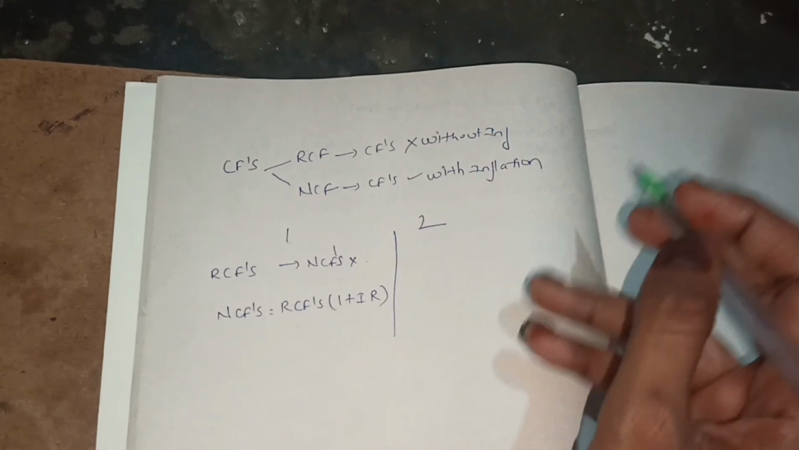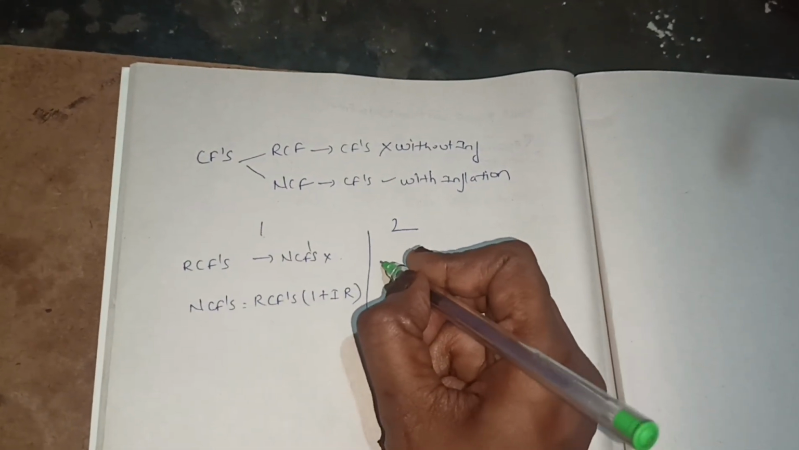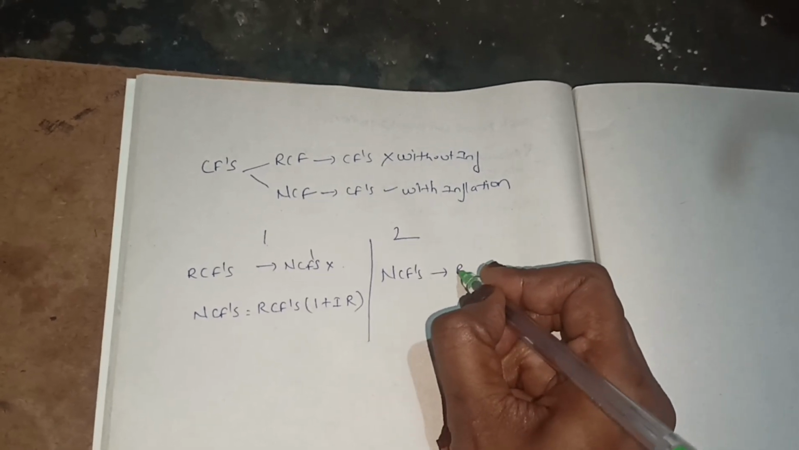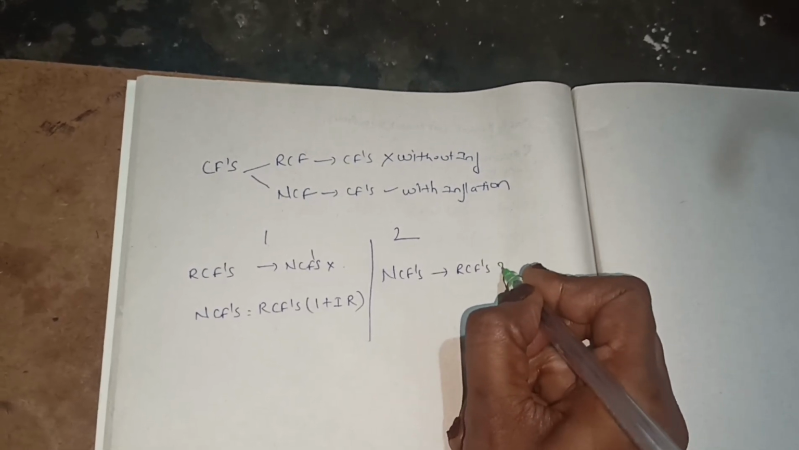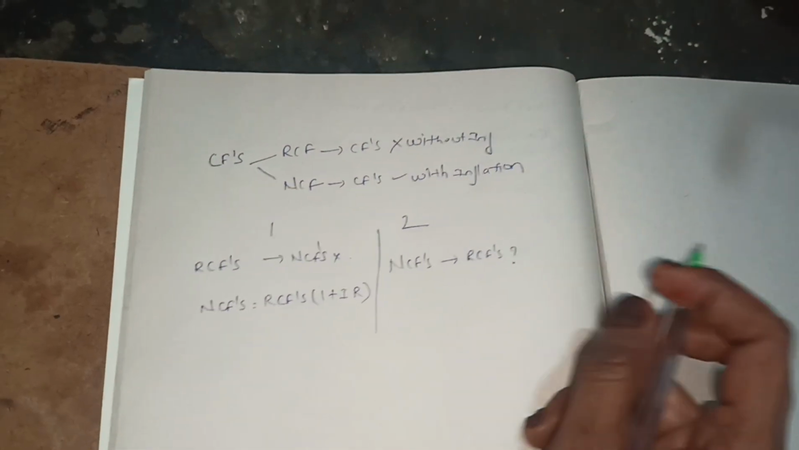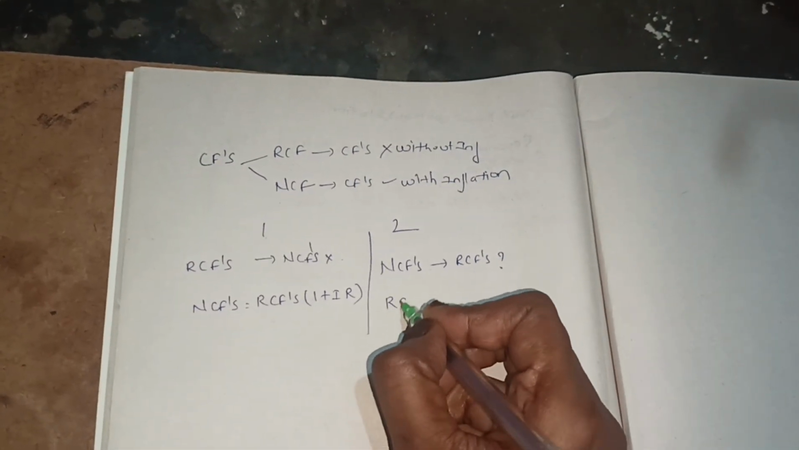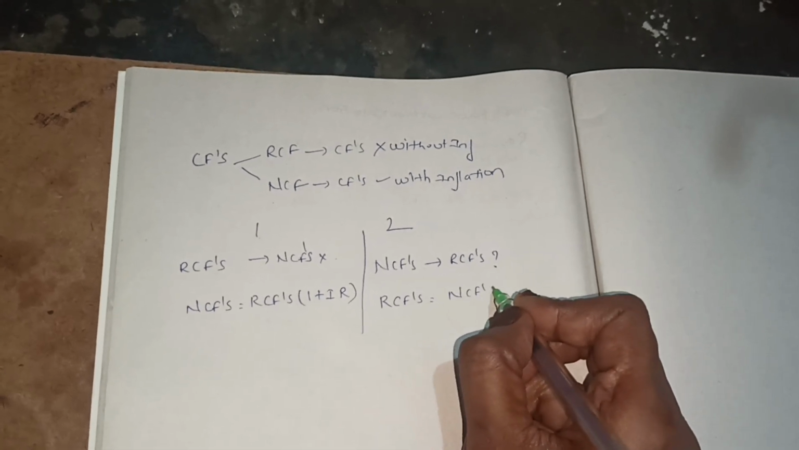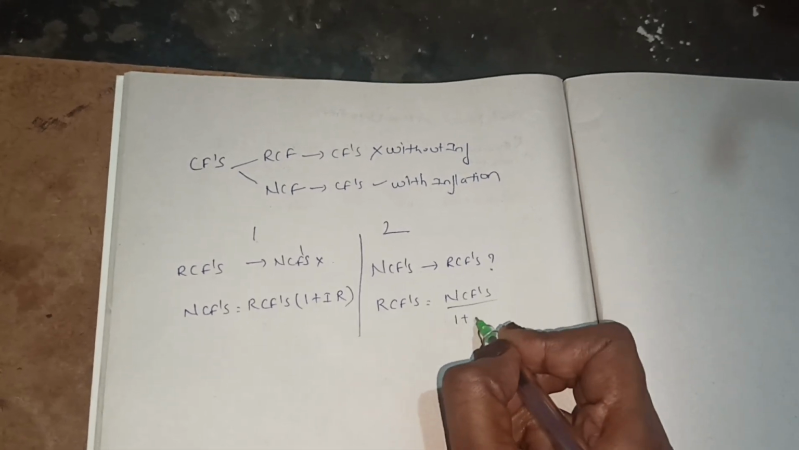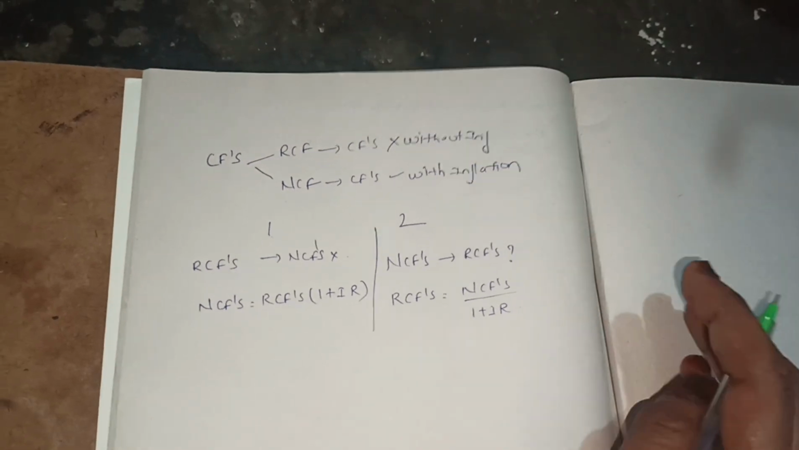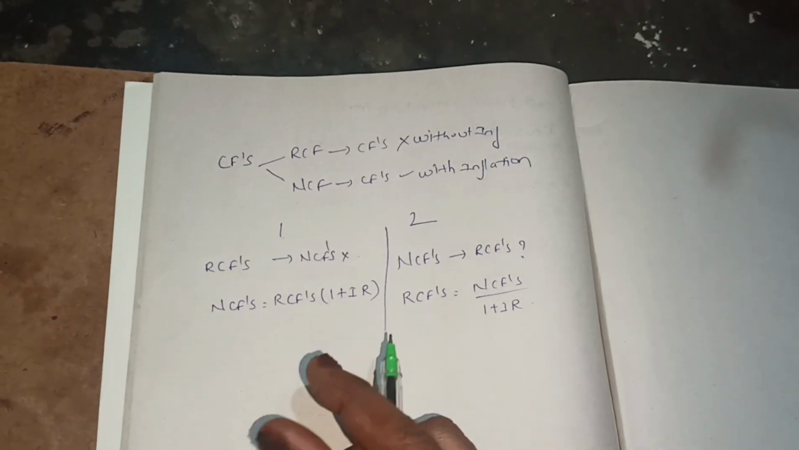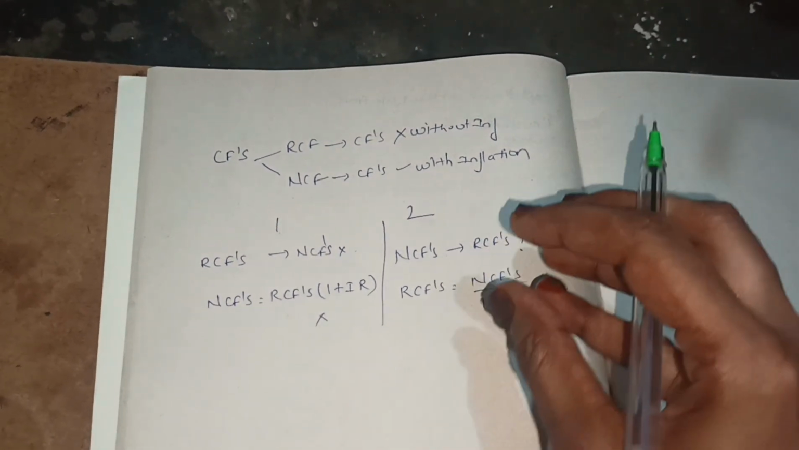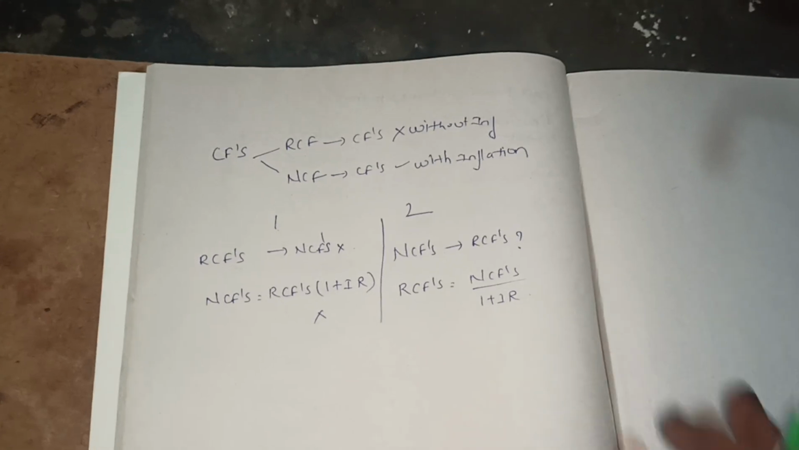Now proceeding to the second situation, assume they gave us nominal cash flows and they are asking us to find real cash flows. How will you find real cash flows now? So the formula is real cash flows is equal to nominal cash flows divided by 1 plus inflation rate. Whenever you have to include inflation, you will multiply. Whenever you have to exclude inflation, you will divide.